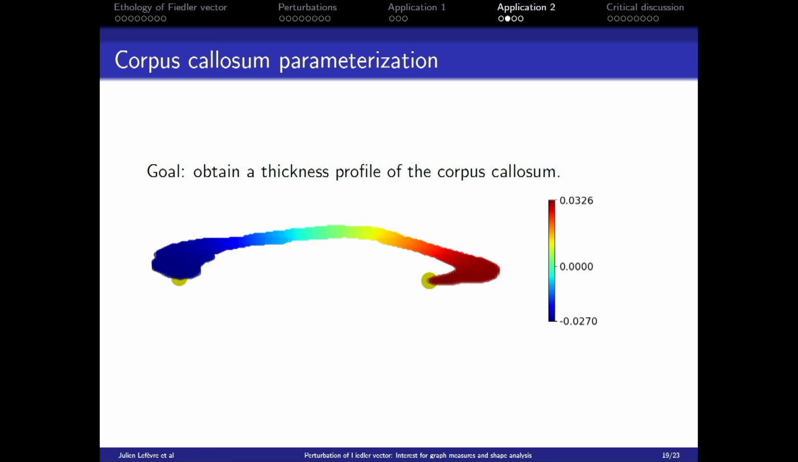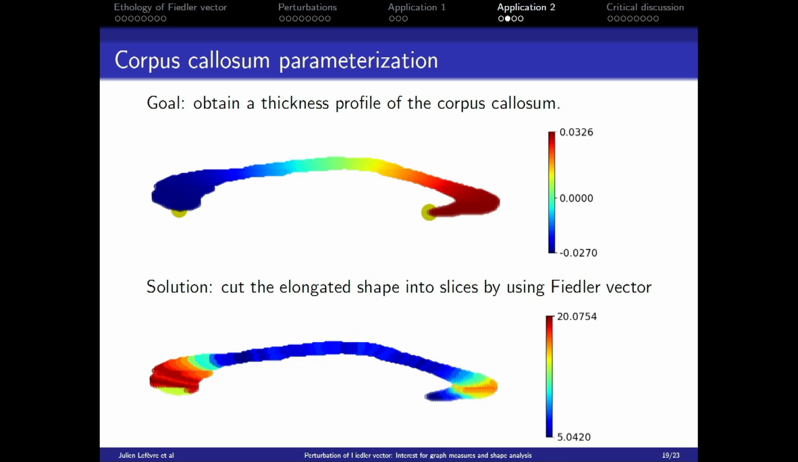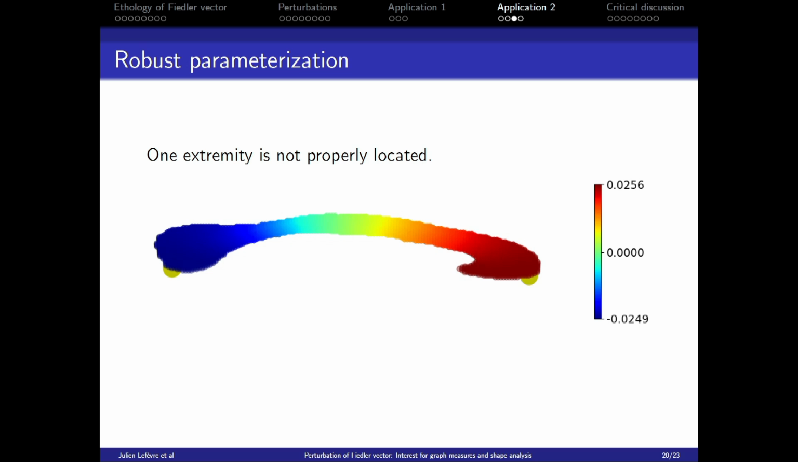A natural solution for that is to take the Fiedler vector, look at its level sets, and compute the thickness on each level set. And you can get this sort of map here. In red, this is thick, and in blue, it's thin. But there are some cases of shapes where the extremity is not exactly where the neurologists want it to be. Here the extremity of the Fiedler vector is here, and they want something there.